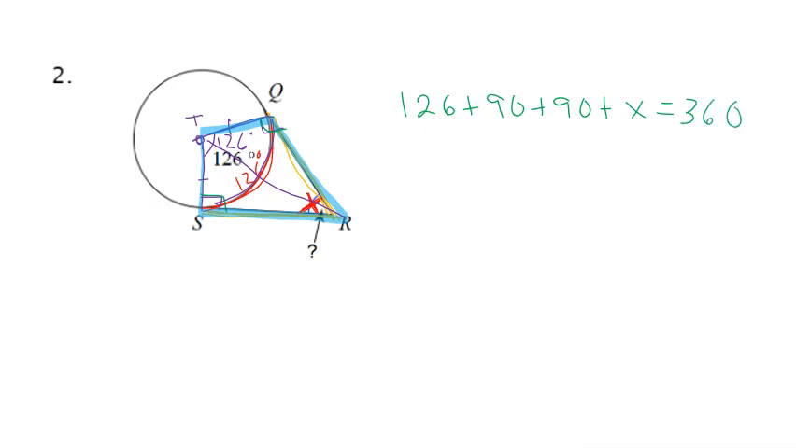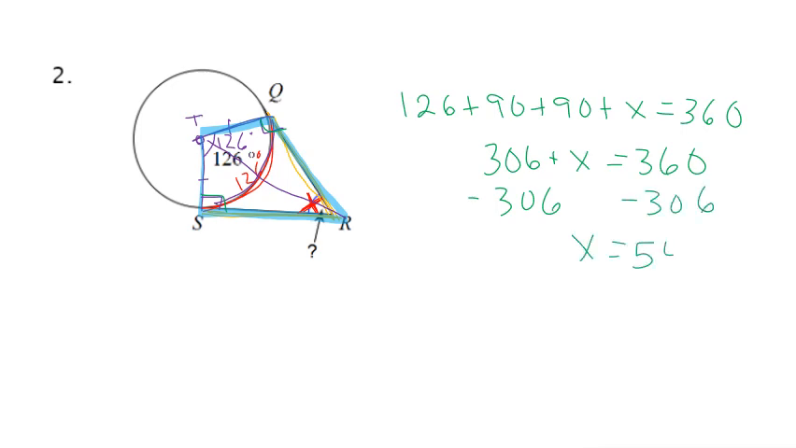When we put those together, we're going to get 306 plus x is 360. And then we're going to get that to be 54 degrees. So our answer would be 54.